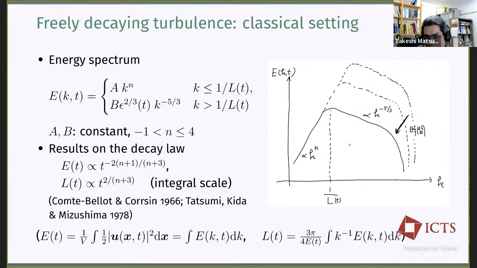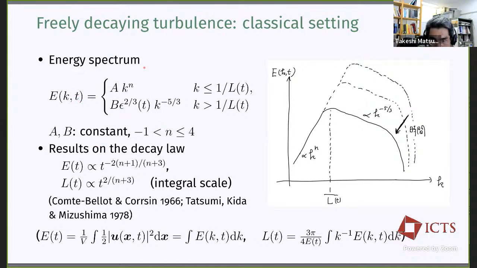For the larger wave number region, larger than 1 over L, we assume some constant times epsilon, the energy dissipation rate, to the power 2/3, times wave number to the power -5/3. So this is basically the Kolmogorov spectrum. An important assumption is that the constants A and B do not depend on time, but the energy dissipation rate, epsilon, does depend on time. For some technical reason, this exponent n is limited from -1 to 4. It has something to do with the decay of the correlation function, the two-point velocity correlation function.